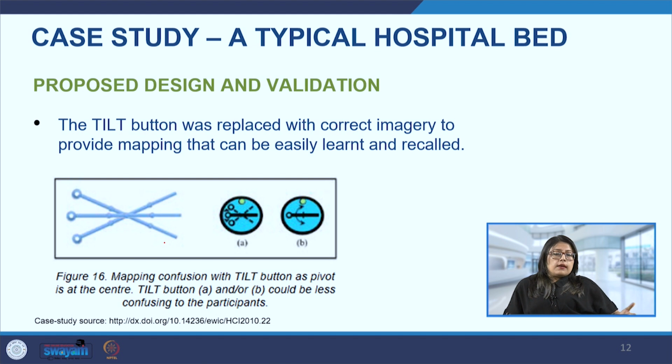So this type of suggestion, this redesign really helped in visually understanding very easily what the button is meant for, and then the next step can be taken by the user accordingly.